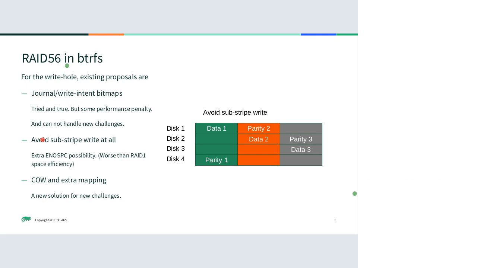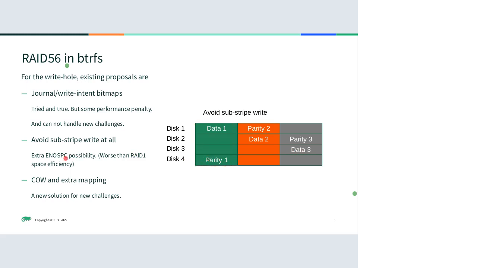And then there is another solution. We just avoid sub-stripe write at all. The idea is like this. For example, if there is already data written to data 1 and to parity 1, if we want to write new data, we normally write right here, and update the parity. But if we get a power loss, these two get desynchronized, and it would be a problem.